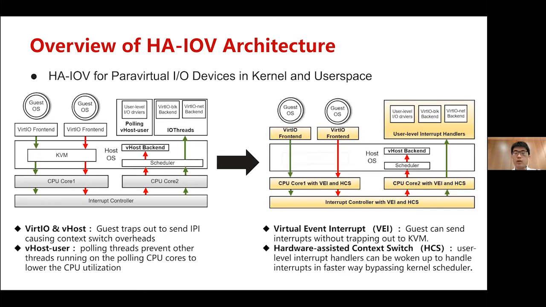Here, we propose HA-IOV. For one thing, a virtual event interrupt mechanism is introduced to allow guests to send interrupts without trapping out to KVM. For another, the user-level interrupt handler, which handles the virtual event interrupt, can be woken up quickly by a hardware-assisted context switch mechanism. From above, HA-IOV can eliminate costly context switches between host and guest. The user-level threads can be woken up quickly. Furthermore, through the combination of VEI and HCS, the wasted polling CPU cores become free to run other threads. It can improve the CPU utilization.